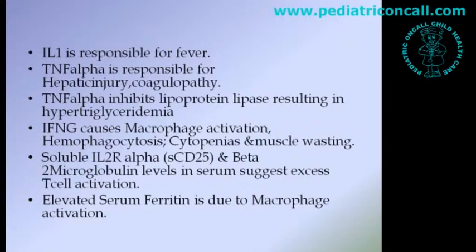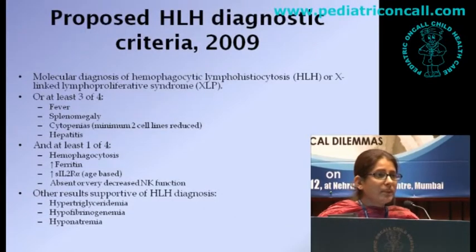Serum ferritin rises tremendously in children with hemophagocytosis, and that occurs because of the macrophage activation. There are proposed HLH diagnostic criteria which have been revised in 2009, where they have said that at least 3 of the 4 criteria of fever, splenomegaly, cytopenia, and hepatitis are required, and 1 of the 4 of hemophagocytosis, increased ferritin, soluble IL-2 receptor, and decreased or absent NK cell function is required. The supportive criteria are hypertriglyceridemia, hyperfibrinogenemia, hyponatremia, and if 5 of these 8 criteria are present, you can diagnose hemophagocytosis, though you may not have hemophagocytes in the peripheral smear or in the bone marrow.